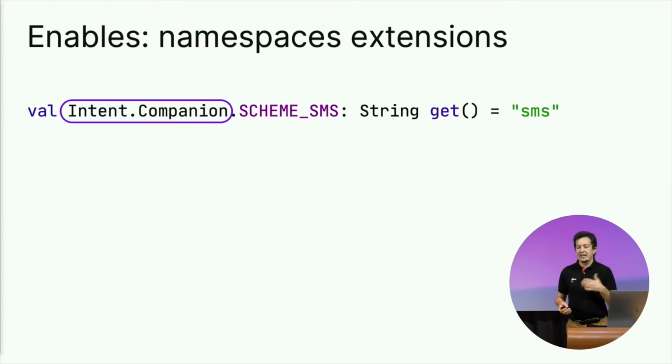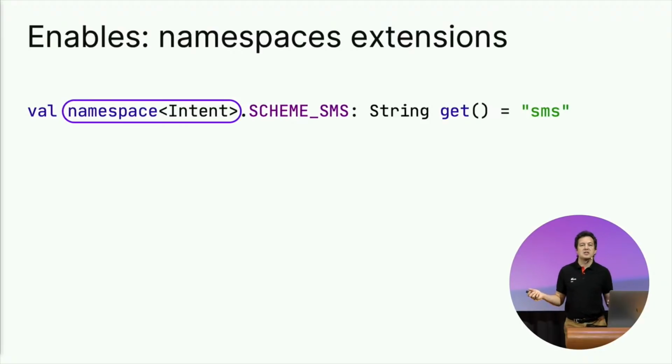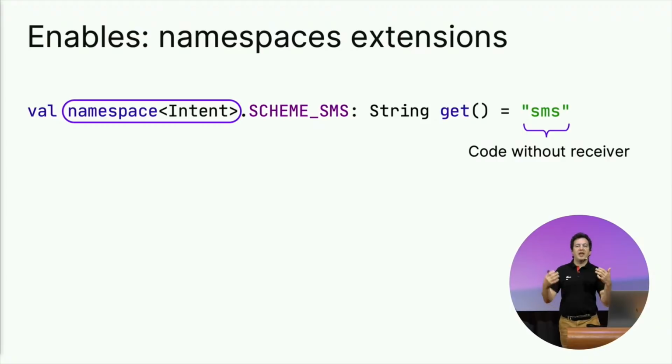So instead of extending a companion instance, which has a type and an instance, and we're writing an extension on an instance, we can devise a syntax for namespace extension. It might look something like this. Some pseudo syntax where it says, I want to write an extension of this namespace, to distinguish it from writing an extension on an instance. And with this kind of syntax, the code on the right-hand side doesn't have to receive any receiver. It is just like top-level function code.